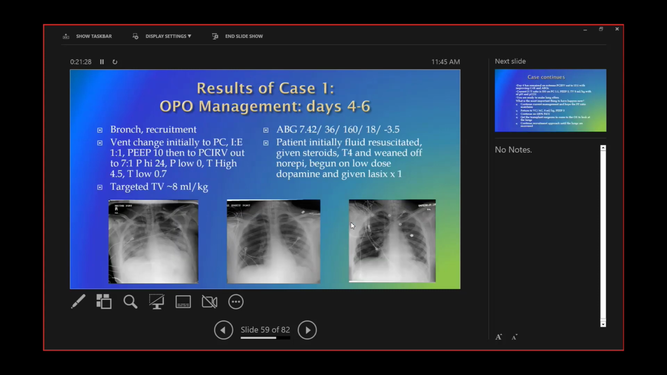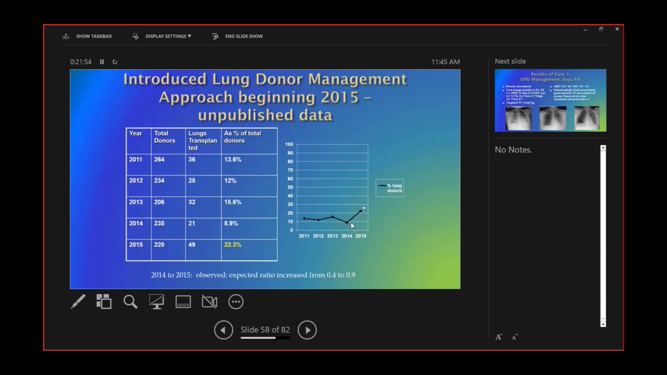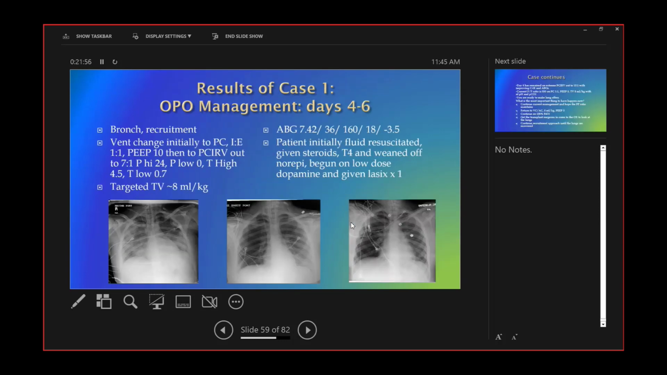So that was the second OPO. And then the third OPO was the work that I've done with our legacy, and we implemented this a couple of years ago. And we actually were seeing a significant increase until the COVID hit in 2021. And then the lungs per donor went down from 0.53 down to 0.4. Again, this wasn't because of the lung donor management, but I think it was because of COVID and nobody was transplanting COVID positive lungs. But we're back on track doing more lungs there now.